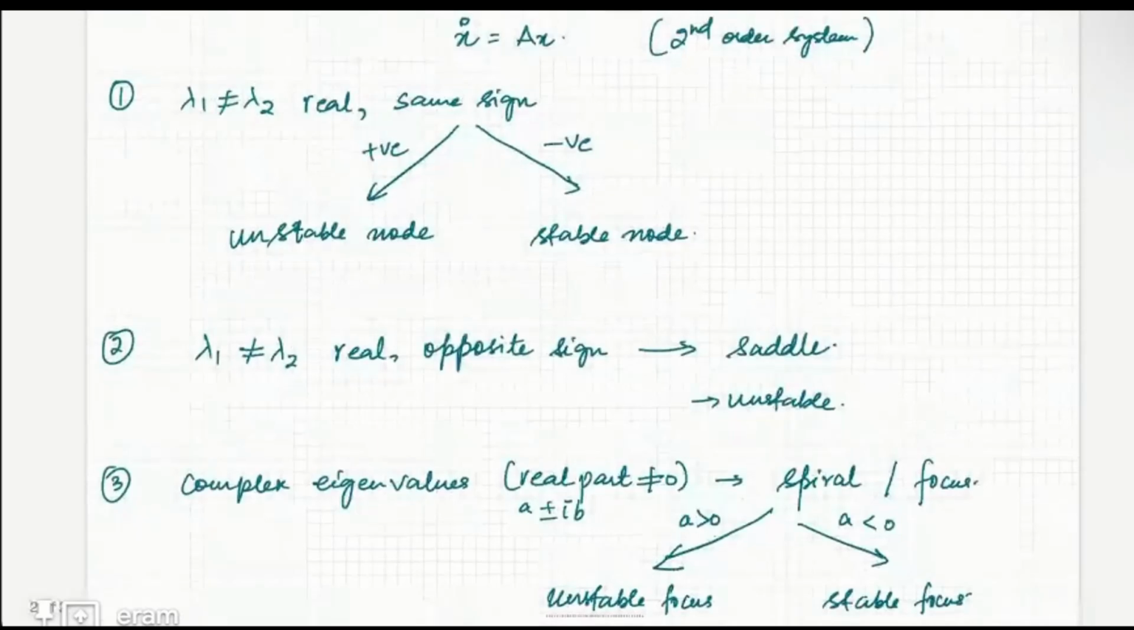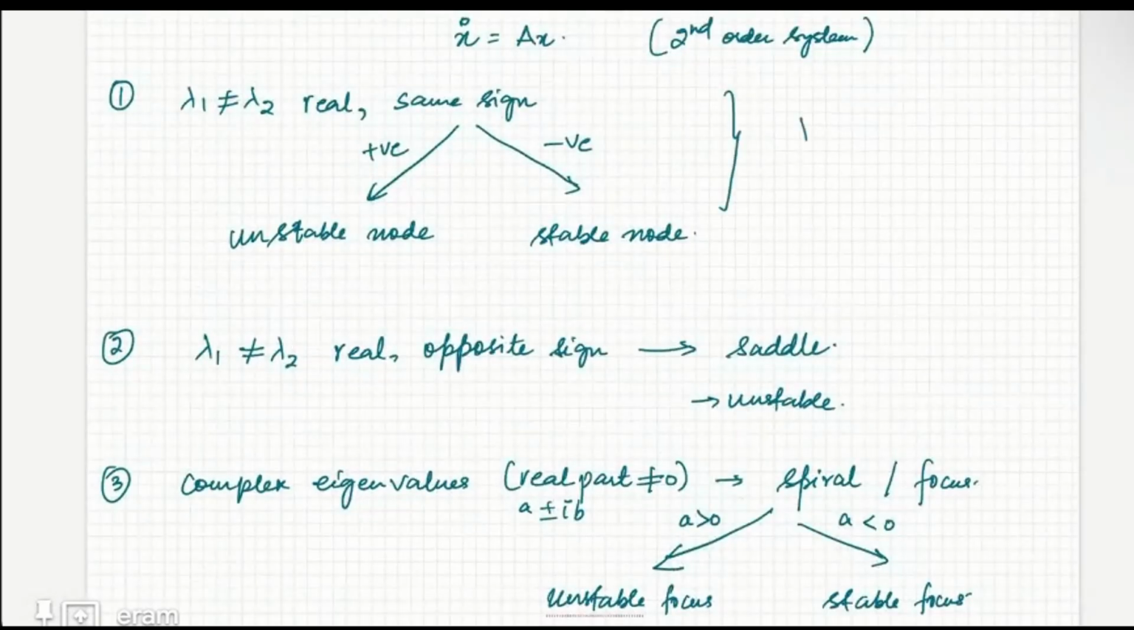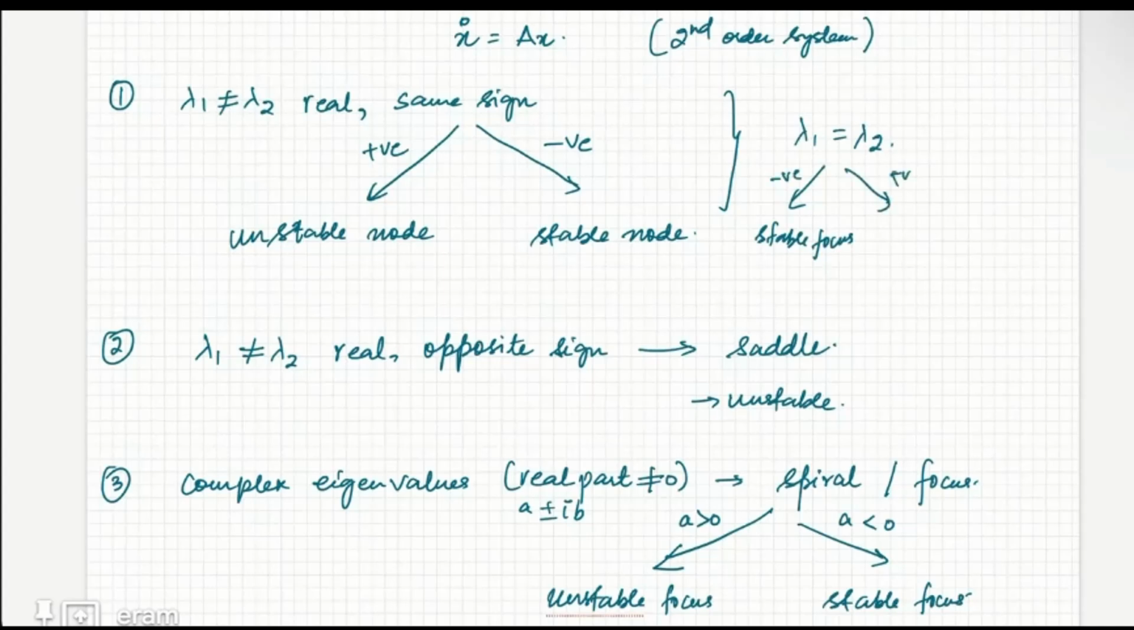This also covers the case when we have equal eigenvalues. When the eigenvalues are negative we have a stable node, and when they are positive we have an unstable node.